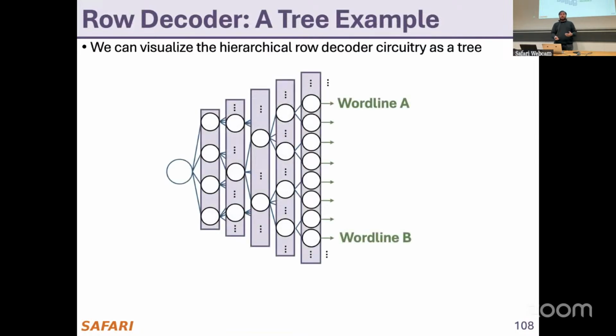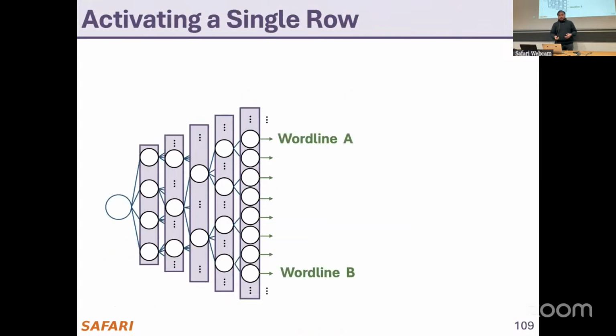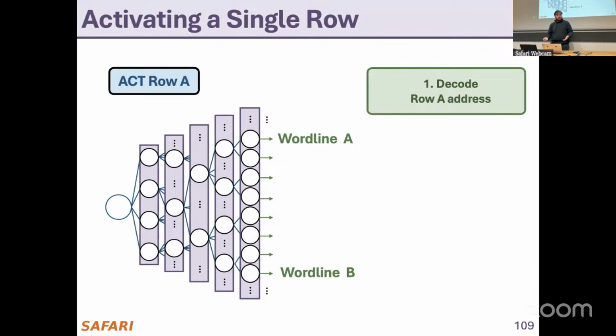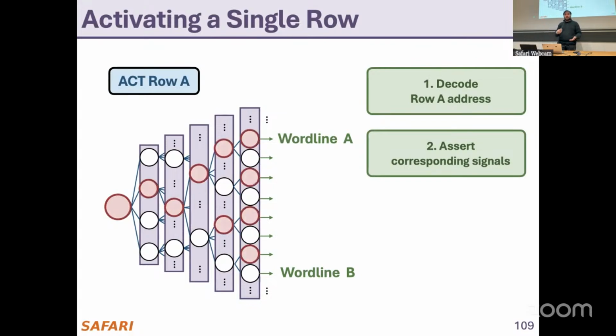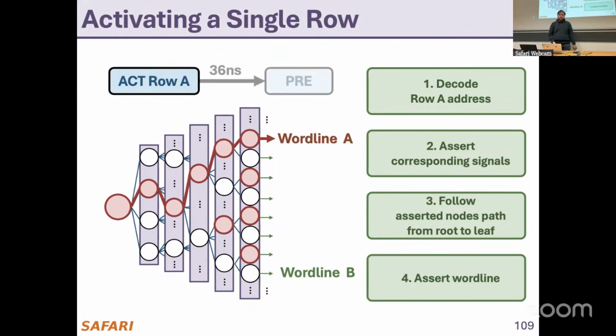So we can visualize this hierarchical row decoder circuitry as a tree. Each level can be a stage, and each node can be the output of a decoder. Now let's see what happens when we activate a single row. We activate row A. It decodes the row A address and asserts the corresponding signals. As you can see in the tree, multiple nodes are asserted, following the path from the root to the leaf. You can think of AND gates from root to leaf, and if it's 1, then you assert the word line. We wait for tRAS, and then we issue precharge, which deasserts every asserted signal in this tree.